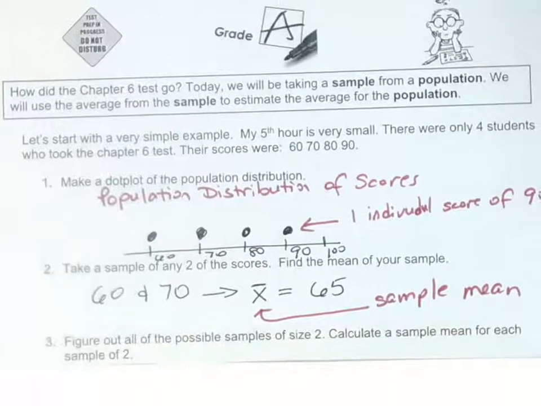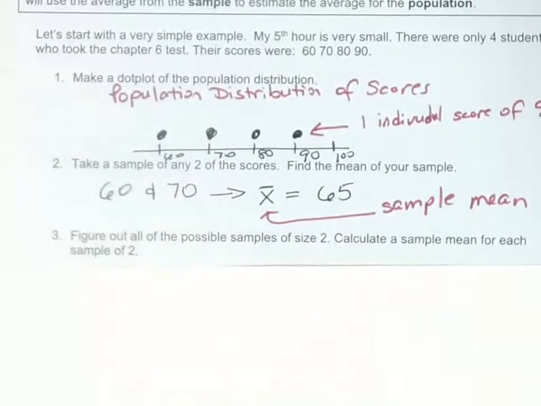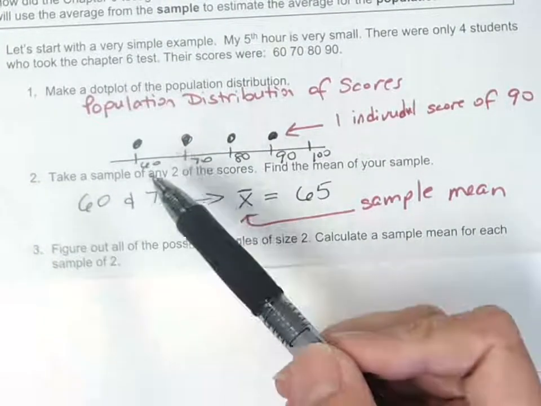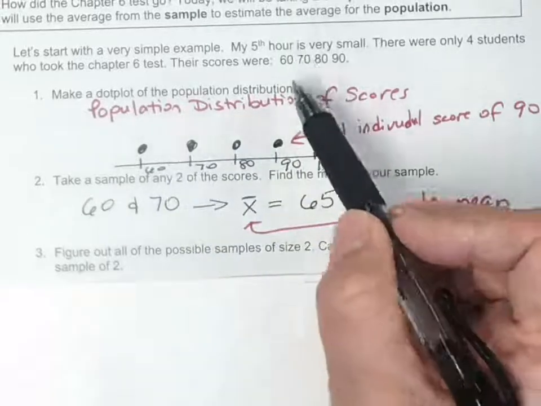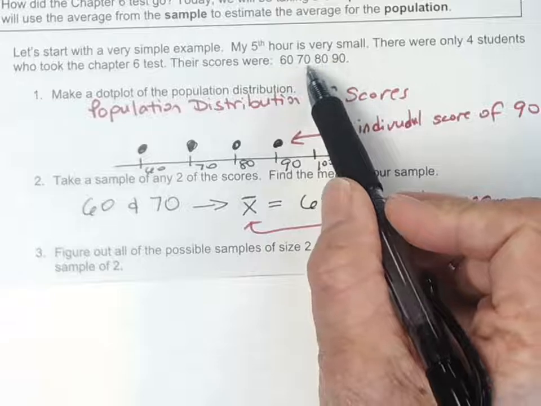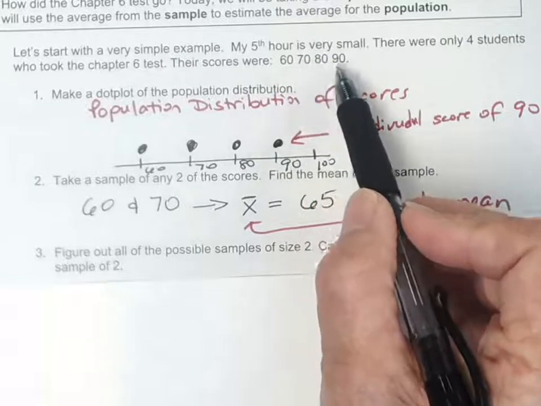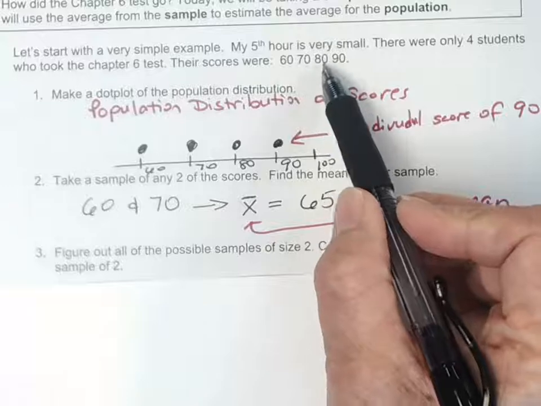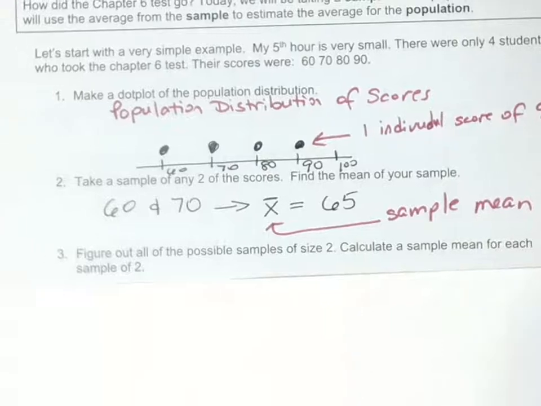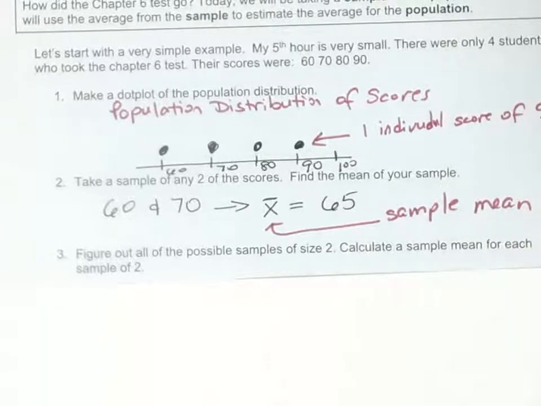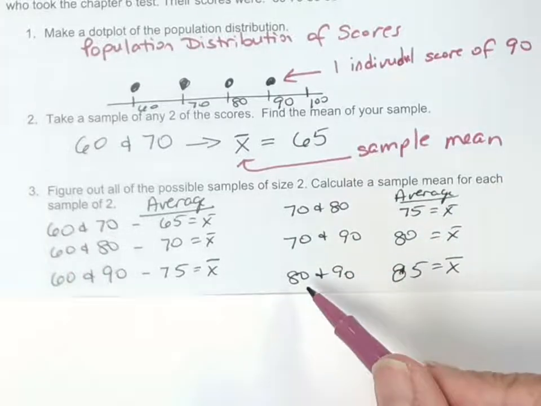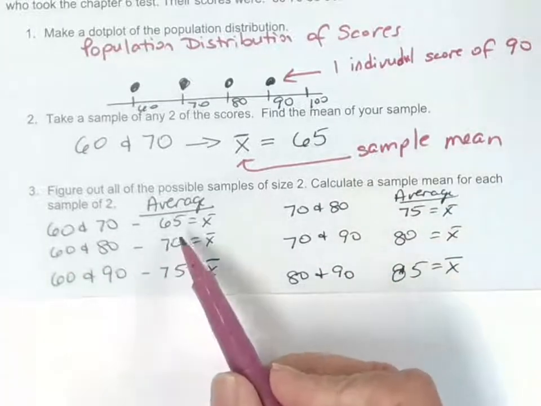Okay, figure out all the possible combinations of size 2, calculate a sample mean for each sample of 2. So what that means is all the different ways I could combine 2 out of the 4 scores. So I could have a 60 and a 70, a 60 and an 80, a 60 and a 90, a 70 and an 80, a 70 and a 90, and then an 80 and a 90. So let's jot those all down. Okay, and here are all my different combinations of 2 samples and the average of each one.